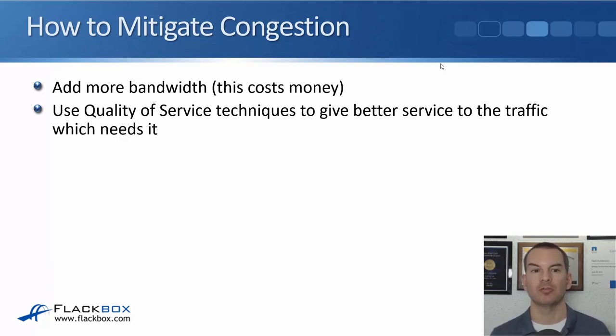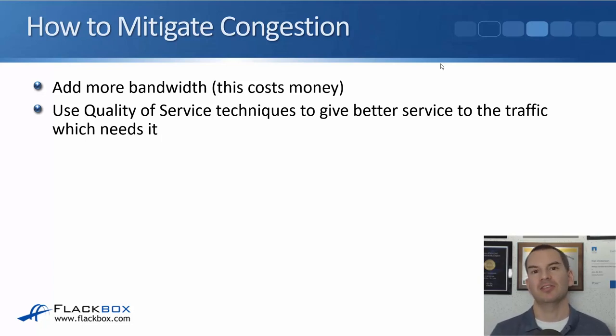First way we can do it, the easiest way, is we can add more bandwidth. If we had a 100 meg interface on the outside as well as on the inside, then whenever traffic comes in, we can send it out immediately. There's not going to be any congestion. So the best way to fix a congestion problem is by adding more bandwidth. But the problem is that that costs money.